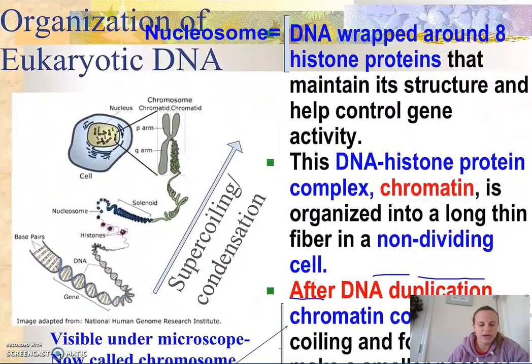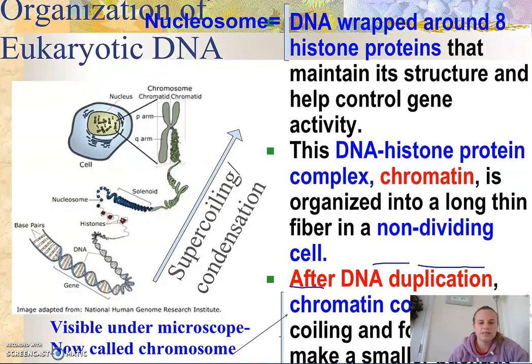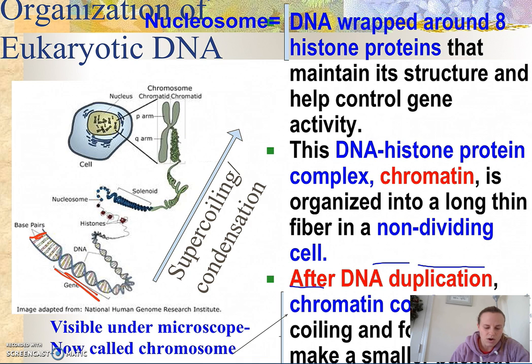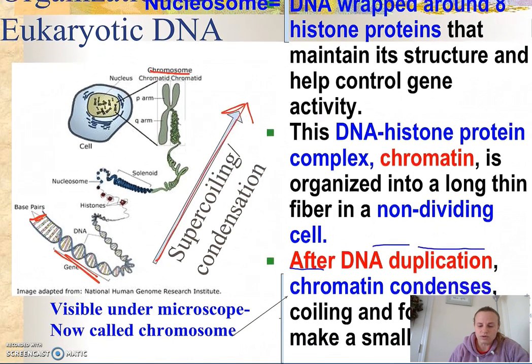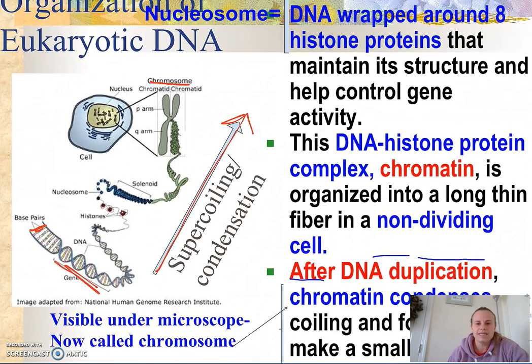So how is eukaryotic DNA organized? Well, as I go from my base pairs to my genes, all the way up to my chromosomes, what's happening is supercoiling. In other words, I'm going to coil and condense and then coil and condense and then coil and condense so that my chromosome is really tightly wound. So the nucleosome is DNA wrapped around 8 histone proteins.